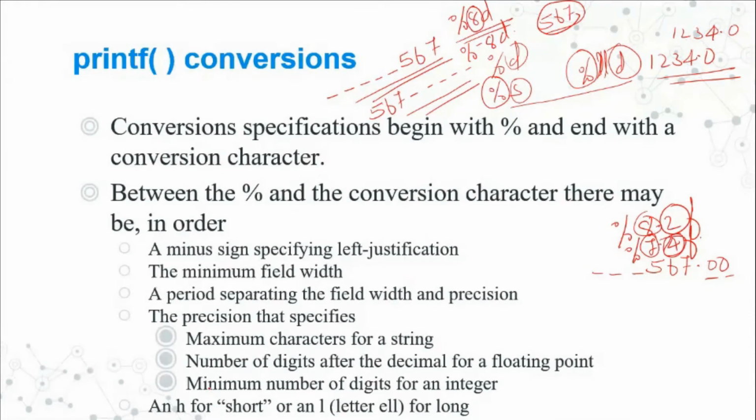The maximum number of digits for an integer can be specified like this also: %8d. That is for integer type values, so 8 spaces will be reserved for that particular integer value.